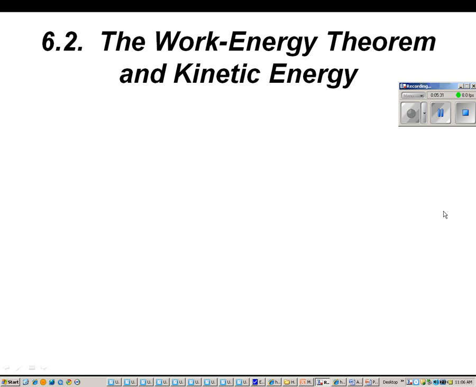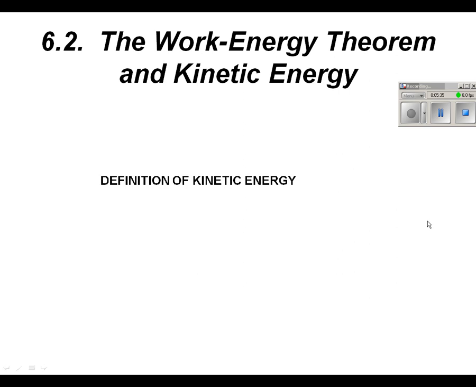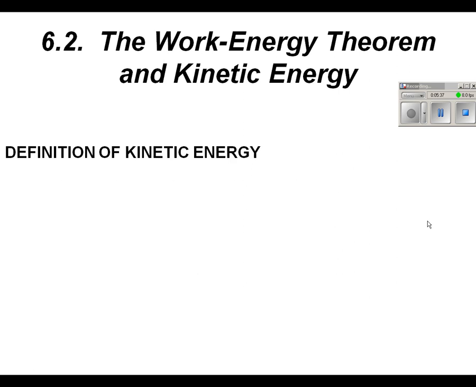Now we're going to look at something called the work energy theorem and kinetic energy. We have to know the definition of kinetic energy first. The equation is 1/2 mass times velocity squared. So a mass that has motion will have kinetic energy. It's 1/2 the mass times the velocity squared.